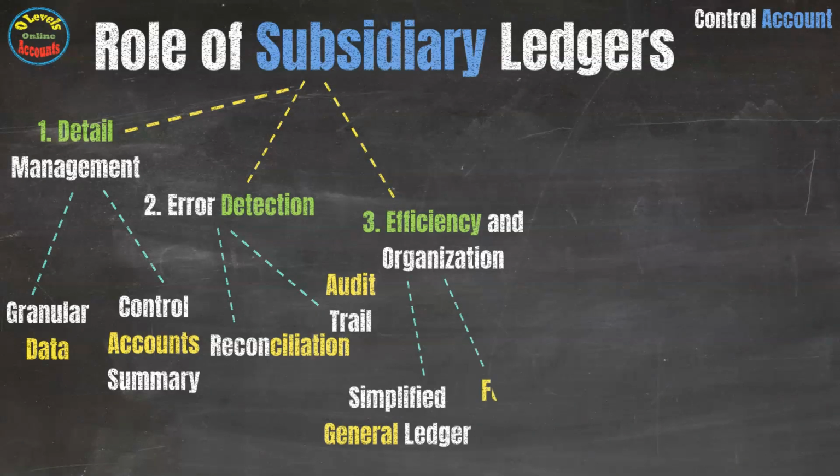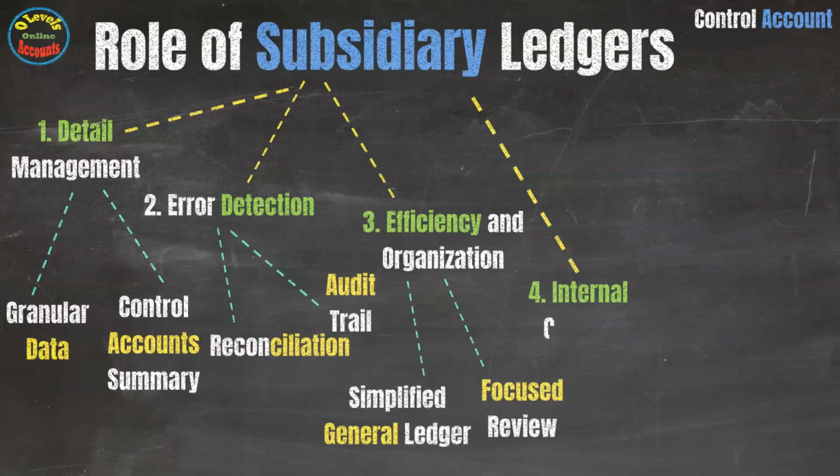The second subpoint is focused review. Subsidiary ledgers allow for focused reviews of specific accounts, like a particular customer's account, without affecting the general ledger, making it easier to manage large volumes of transactions. The fourth point is internal control.